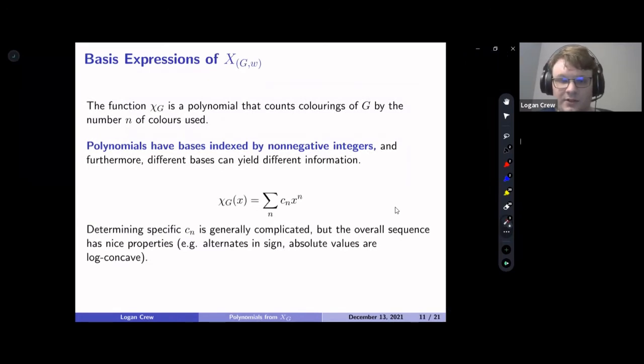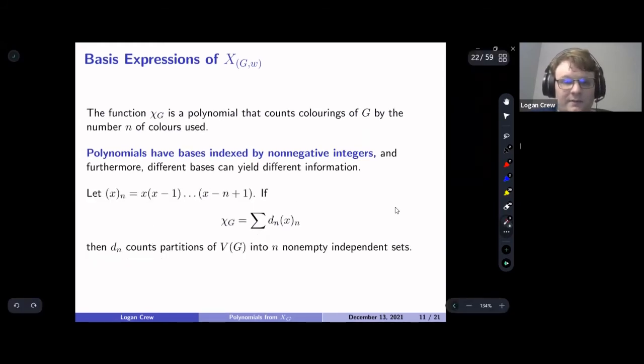For example, in the traditional basis, where you're just using x to the k for each k, this is giving this representation where those c_n, the coefficients of the chromatic polynomial, determining specific ones you can do in special cases. In general, it's hard. In general, you can express it in terms of a signed sum of certain kinds of subgraphs appearing in the graph, but it's kind of gross. But the overall sequence of the c_n is known to have many nice properties. It alternates in sign. The absolute values of the coefficients form a log-concave sequence. There are lots of nice things that can be said about these.